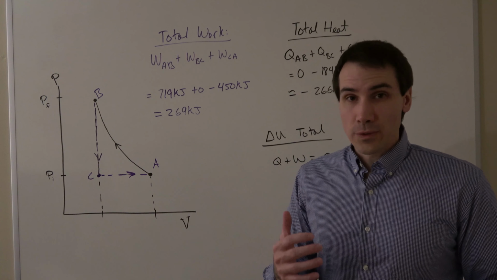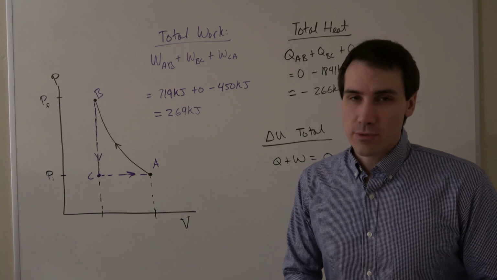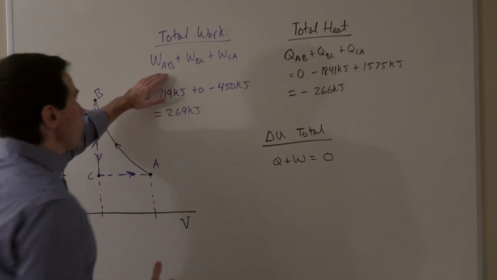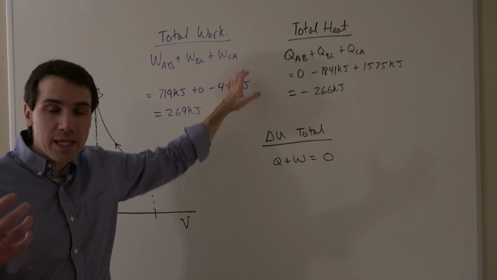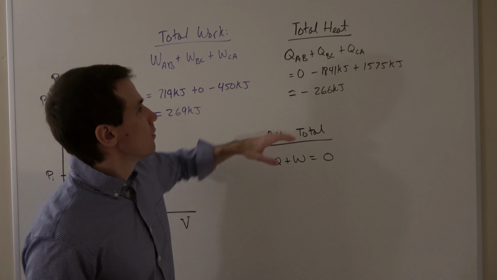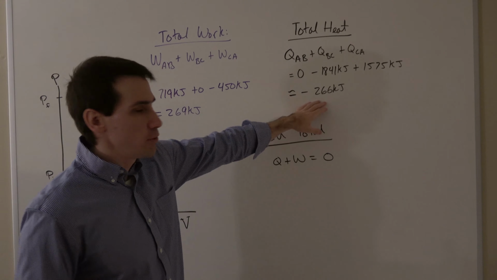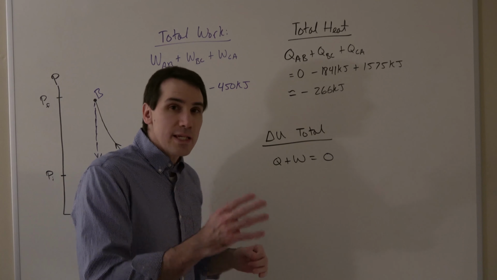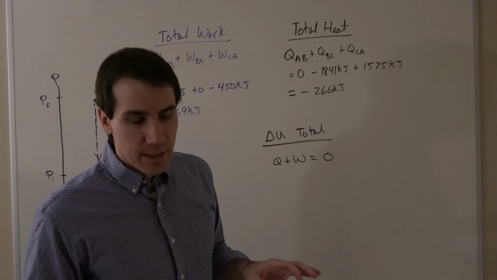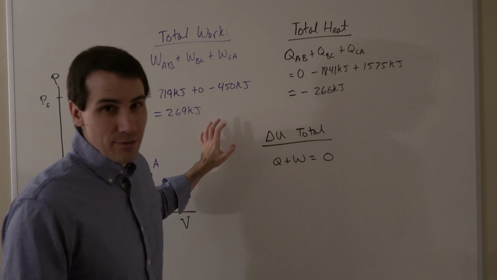Now let's look at the total change in energy, total work done, and total heat added to the system as it moves through the entire cycle. So when we have total work, we just add up the work from each of our sections and we get 269 kilojoules. For heat, we add up the heat from each of our sections and we get 266 kilojoules. Now these two answers should be exactly the same, but because I did roundings in my calculations as I went through, we ended up with a slight difference here.